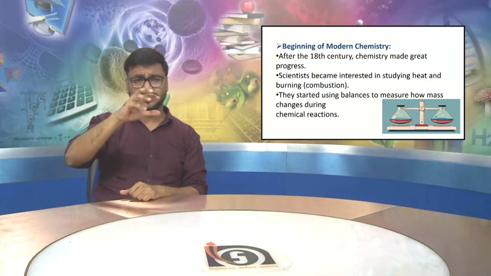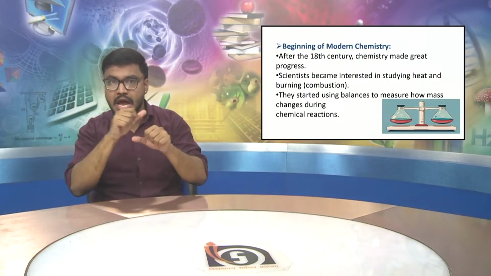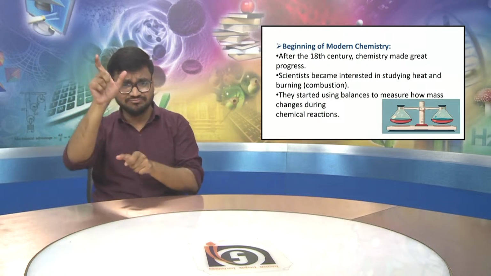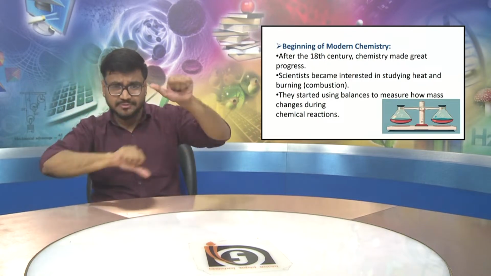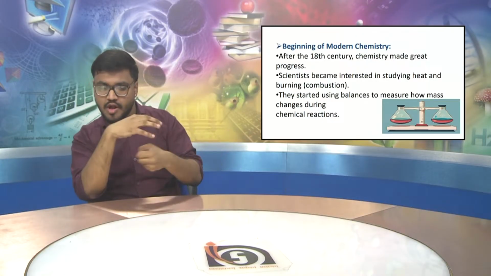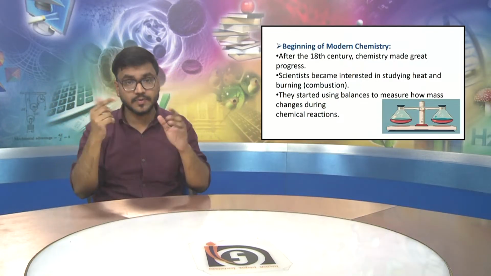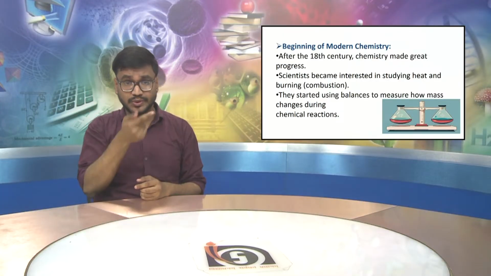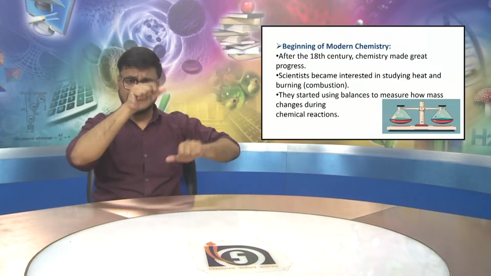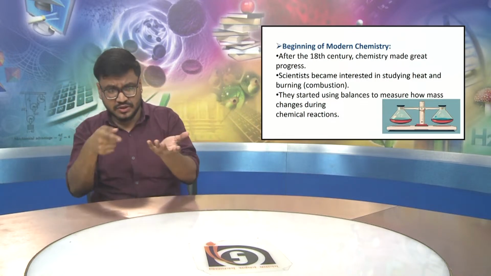After the 18th century, chemistry made great progress. Scientists became interested in studying heat and burning, in short, combustion. They started using balances. As you can see on the screen, they started using these balances to measure how mass changes during a chemical reaction.